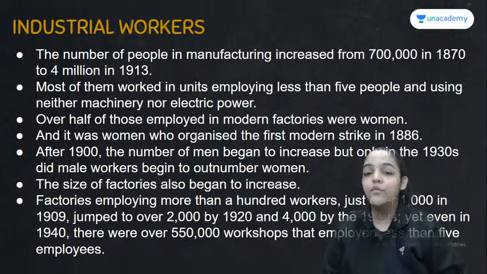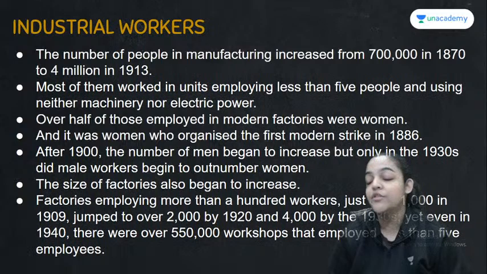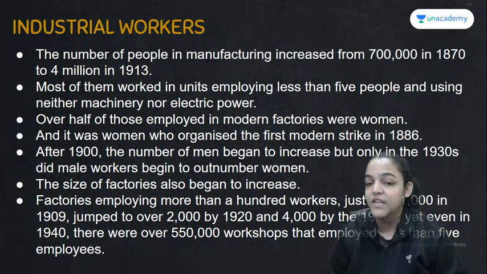So after 1900, the number of men began to increase, but it was only in the 1930s that they began to outnumber women. So once the wars ended, once everything was peaceful, then only the number of men began to increase in the industrial sector. But it was not till the 1930s that they outnumbered women. So women were always more as far as industrial workers are concerned.